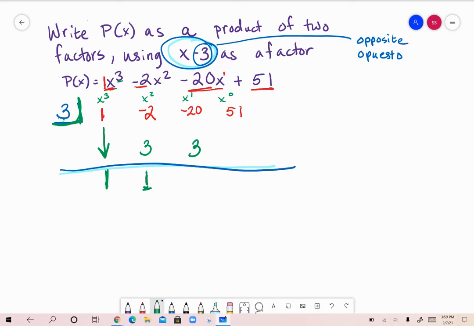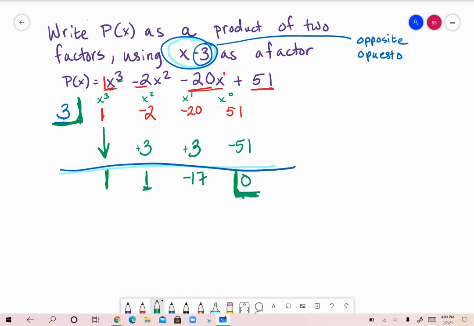So that's where it goes. And now you do resta or suma based on the sign. So negative 20 plus 3. These are positive. So when you do that, that is negative 17. And then you take negative 17 times 3. That is negative 51. I used the calculator earlier. That's how I knew. And then 51 minus 51 is 0. And remember, this is your remainder. So you're going to use this for the remainder factor term.